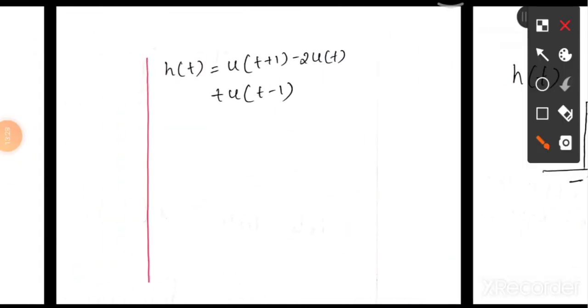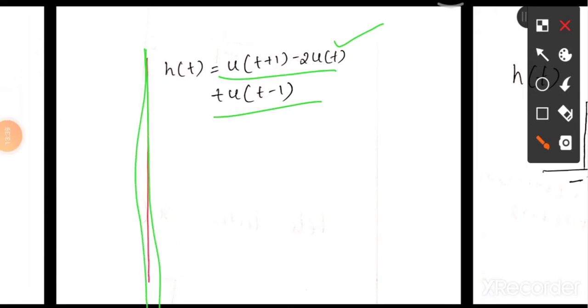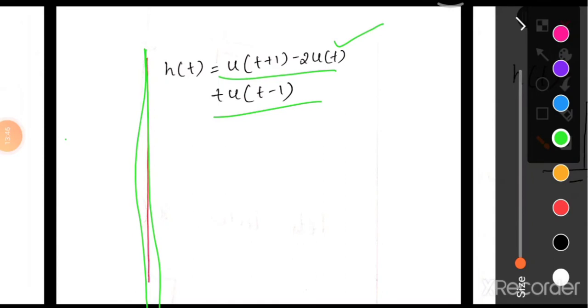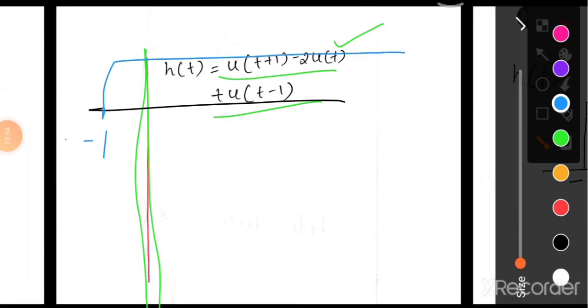Here they have said h of t is u of t plus 1 minus 2u of t plus u of t minus 1. Draw each signal on the same line. First signal u of t plus 1 means the first signal starts from minus 1. From this it starts. This is your u of t plus 1 signal.